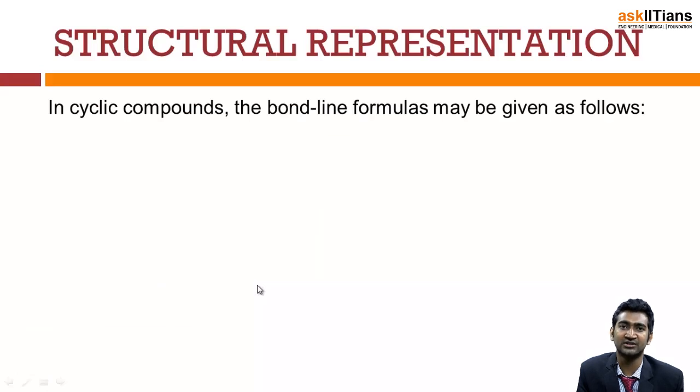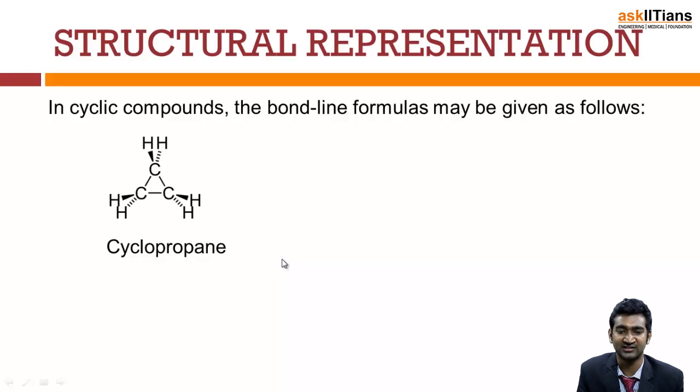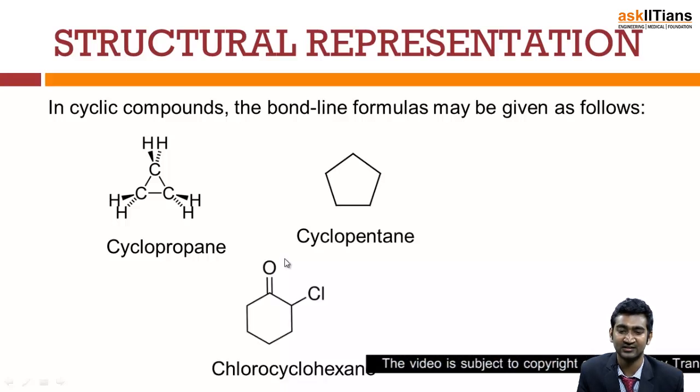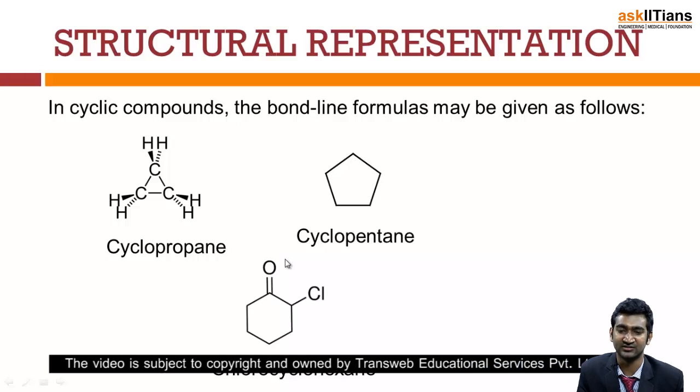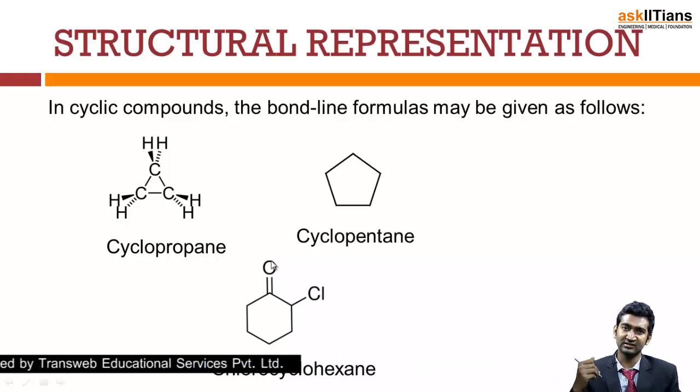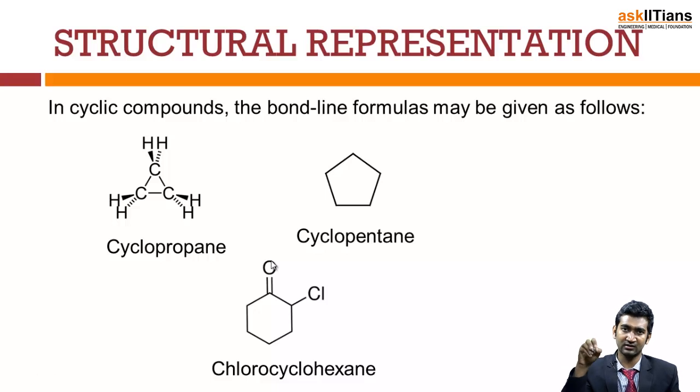What about the cyclic compounds, guys? If I just say cyclic compound, then I have bond line formulas like this. This is cyclopropane. This is cyclopentane. This is cyclohexane. So when I'm saying cyclo, it means it will be a closed structure. Like here you can see cyclopentane, cyclohexane, cyclopropane. So why cyclo? Because they are in a cycle. They are closed. That's why I say they are the cyclic compounds. And this is how I represent them.